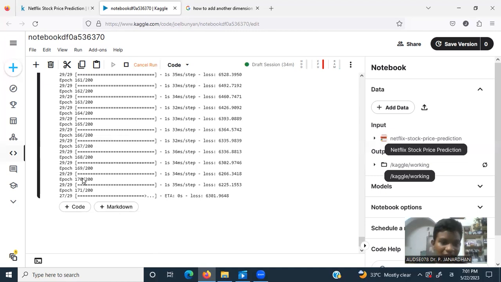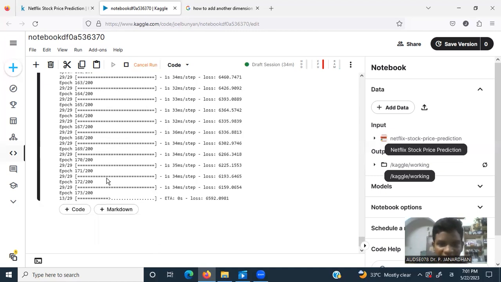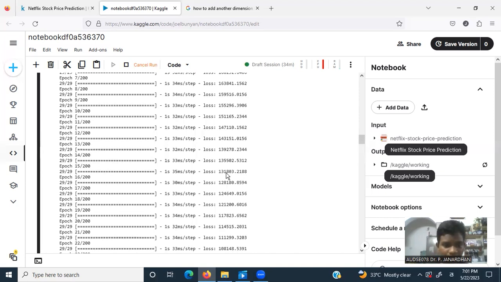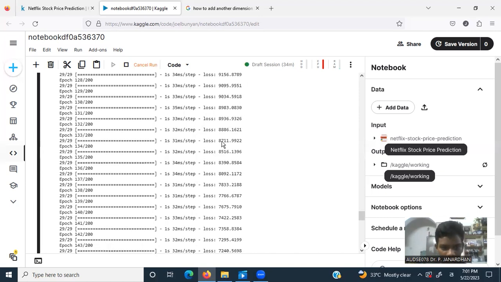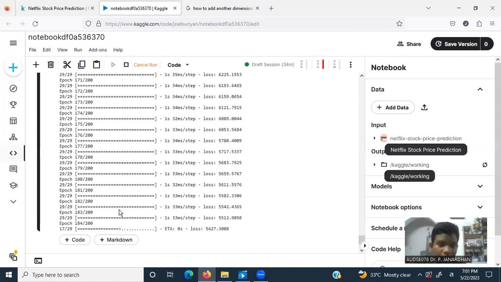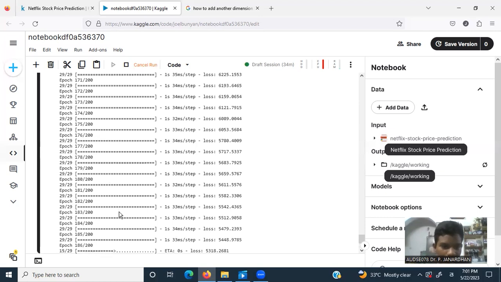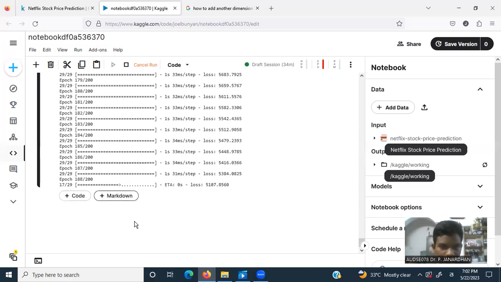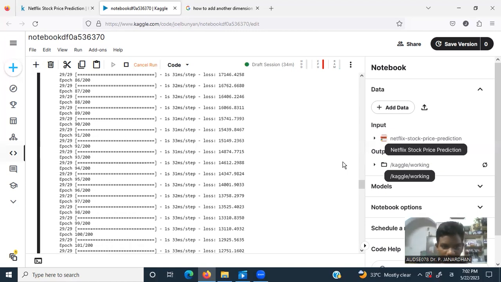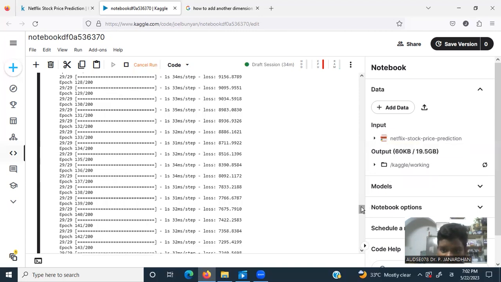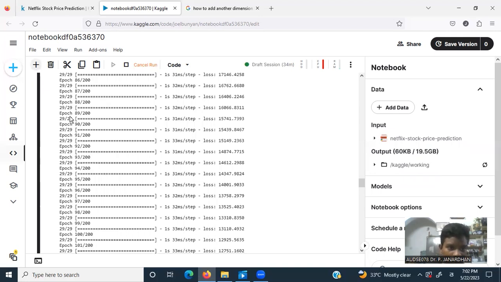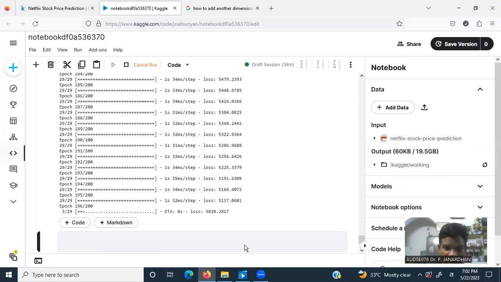Yeah, we're getting to the 170th epoch. It does take some time, because we have a lot of data points. Yeah, 180th epoch, and 5,000, amazing. We are getting some very good results. So meanwhile, let's code the last part. Let's just try to plot this.